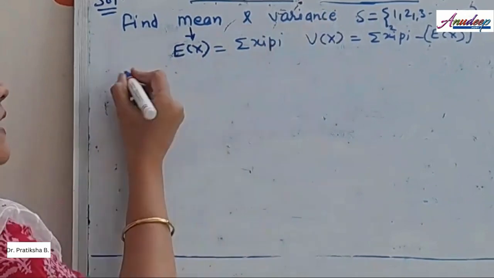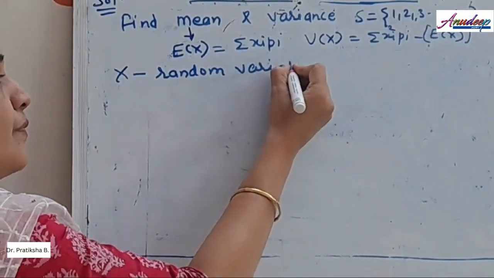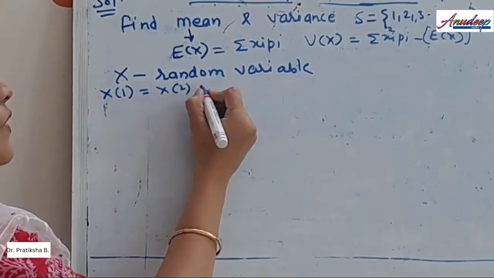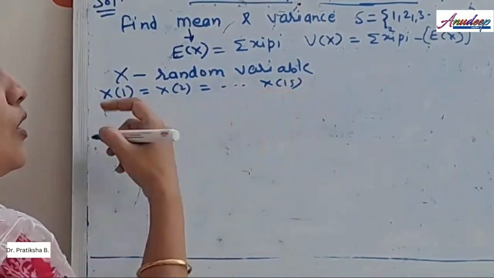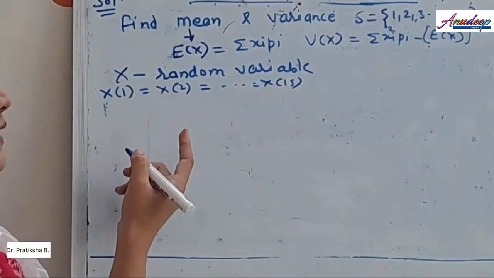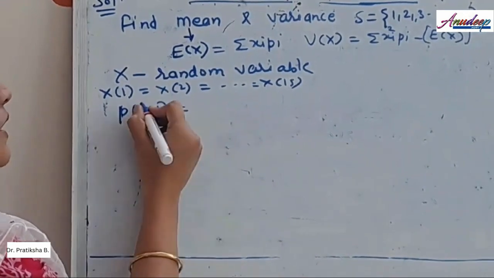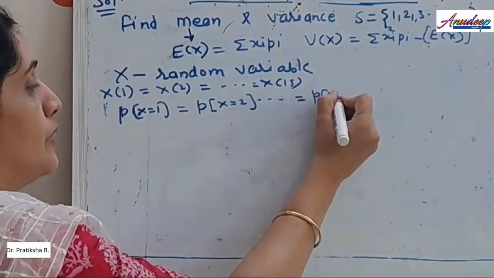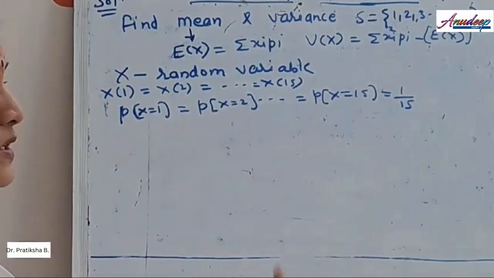So here, as x is a random variable, the probability of selecting x1 will be the same as x2, the same as the probability that x is equal to 15. All the probabilities will be the same. So the probability that x is equal to 1 will be equal to the probability that x is equal to 2, will be equal to the probability that x is equal to 15. Each has equal probability, so it is 1 by 15.